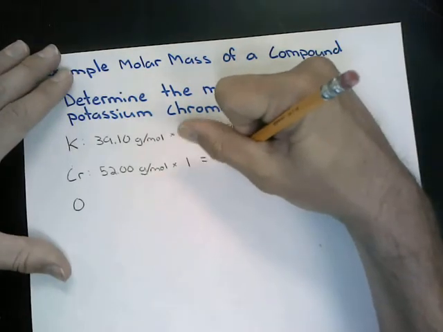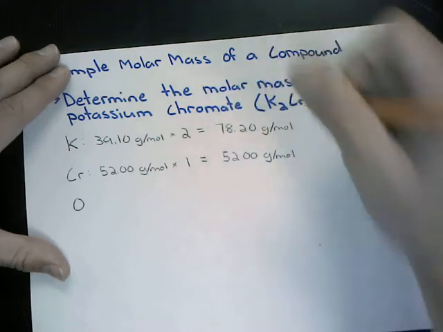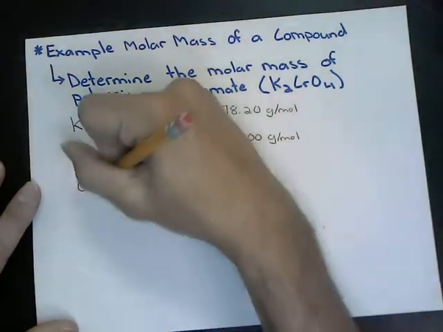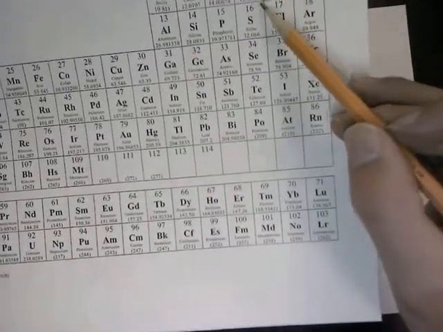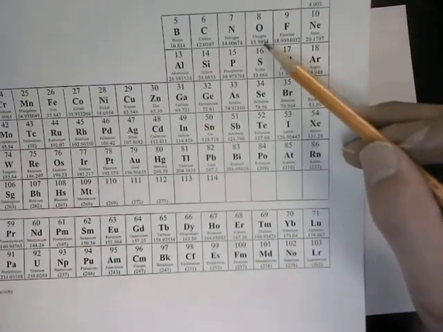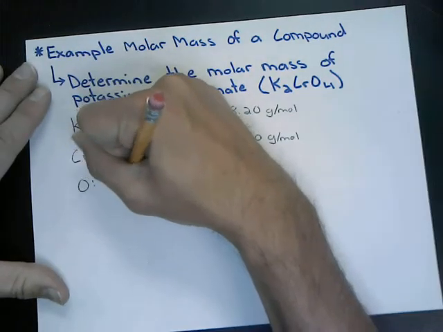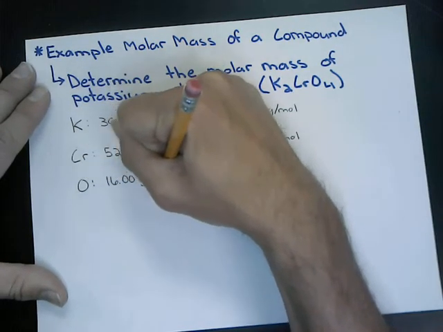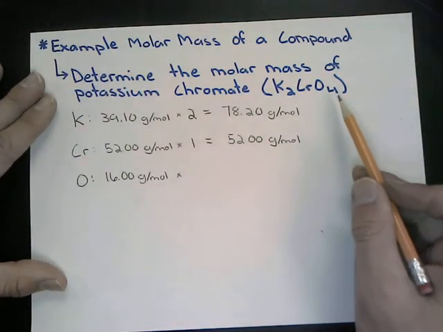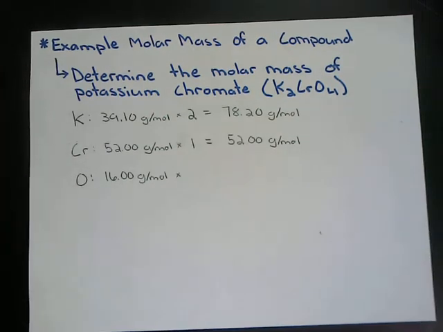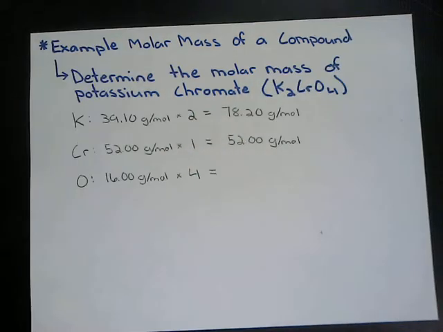So I get 52.00 grams per mole. And then I move down to oxygen. So if we find oxygen on the periodic table, we're looking for the atomic mass, which once again, rounds to exactly 16.00. So we have 16.00 grams per mole. And then we multiply that by the number of oxygens we have in our formula. So because we have 4 next to our oxygens, we round that to 4.